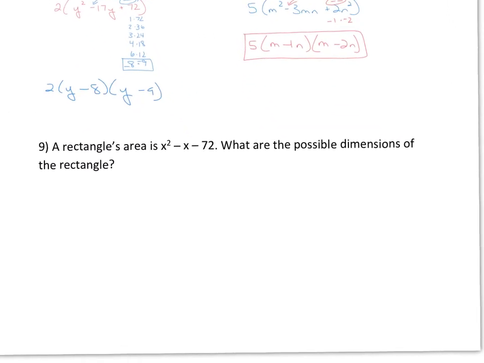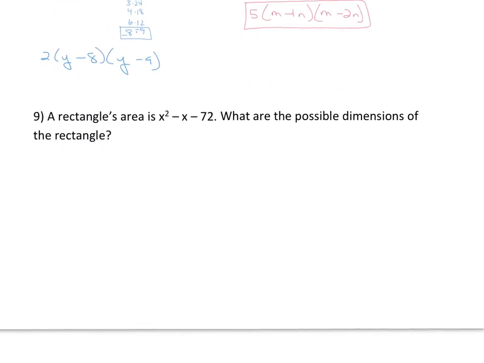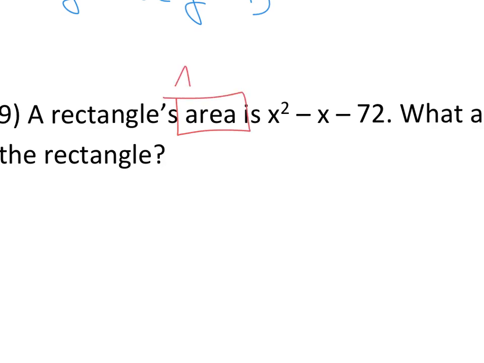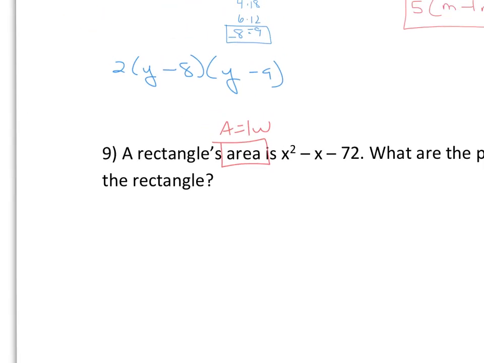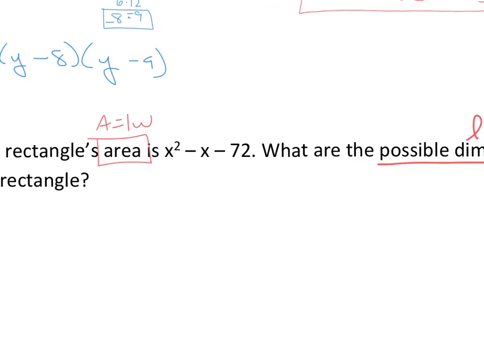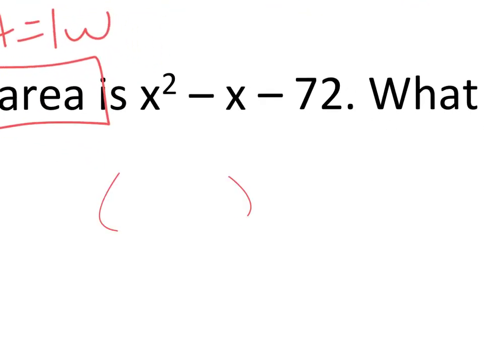All right, so now, a rectangle's area is x squared minus x minus 72. What are the possible dimensions of the rectangle? Okay, so now, guys, we are thinking area, right? So area would be length times width. And the question is possible dimensions, so we just want to find the length and the width. That's what it's telling us. So now the nice thing about this is this is the only type of word problem you would definitely see in this chapter, and it's basically just telling you, come up with the two things you multiplied together. So what are your factors here? That's what it's asking you to do.